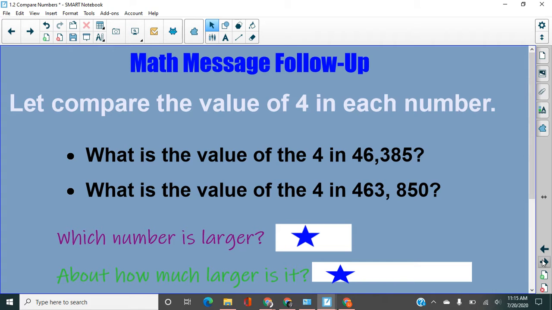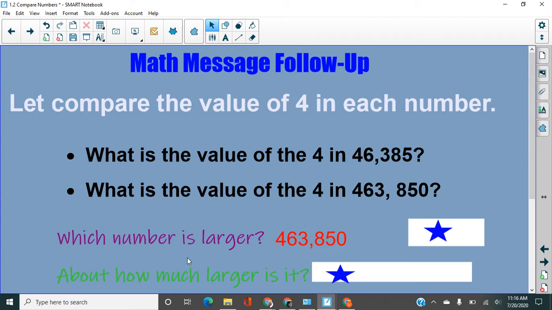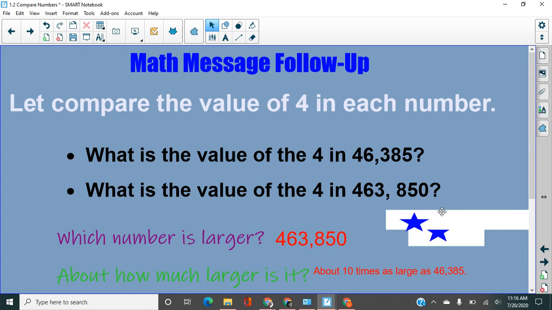So this place value is going to help us to compare numbers, right? Greater than or less than. So which number is larger? Of course, this is probably what we were thinking about, because it has more digits. But how much larger is it? Well, not just about, it is 10 times as large as this number.